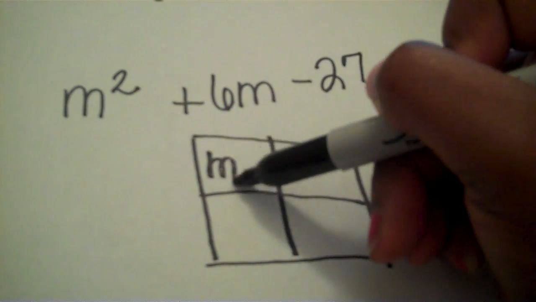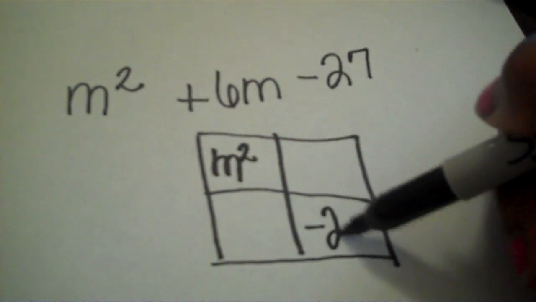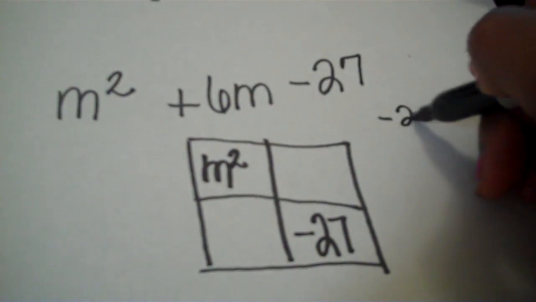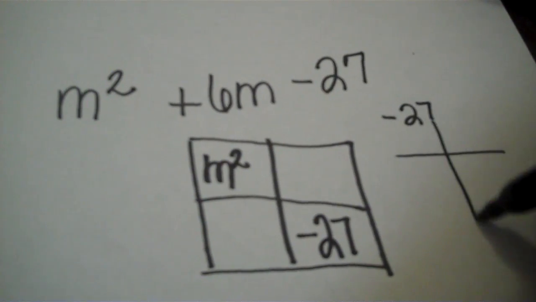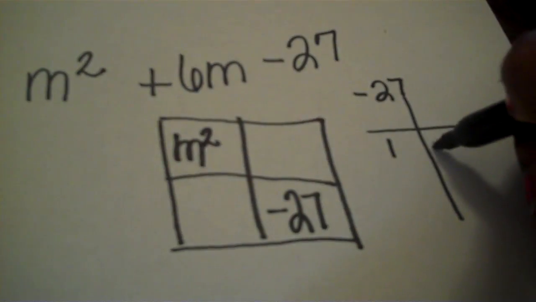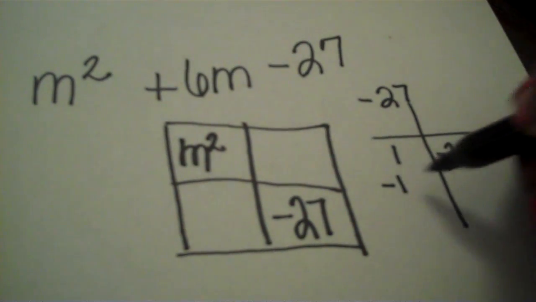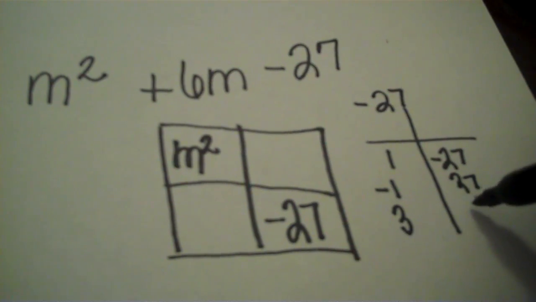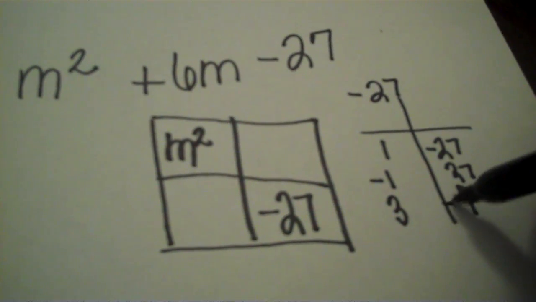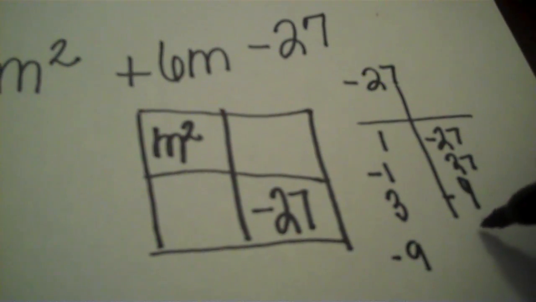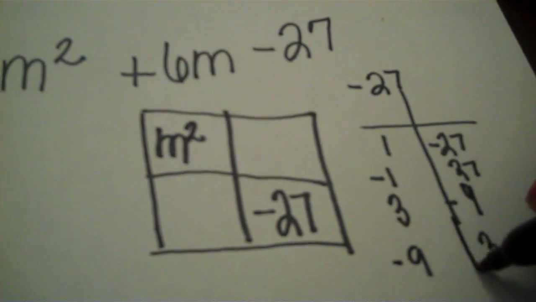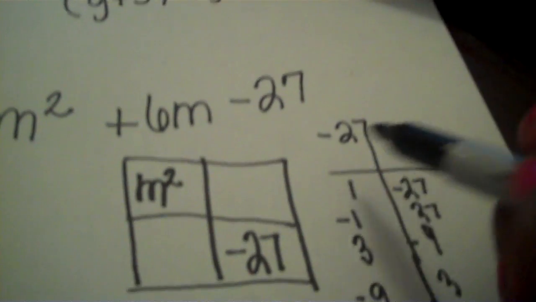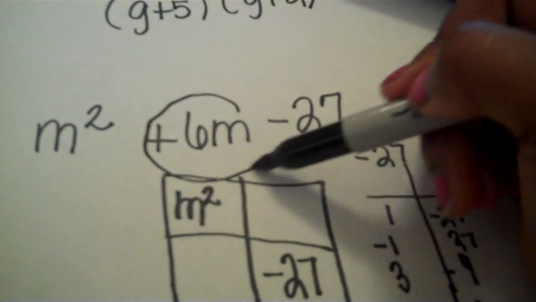First box is m squared. Second box is negative 27. Alright, so 1 times negative 27 is negative 27. Let's think of our factors. You have positive 1 and negative 27. Negative 1 and positive 27. You have 3 and what? 9. Or negative 9, and then you have negative 9 and 3. And for right now, that's all I can think of. There's probably some more. But let's check these first to see if one of them adds up to give us our middle term.